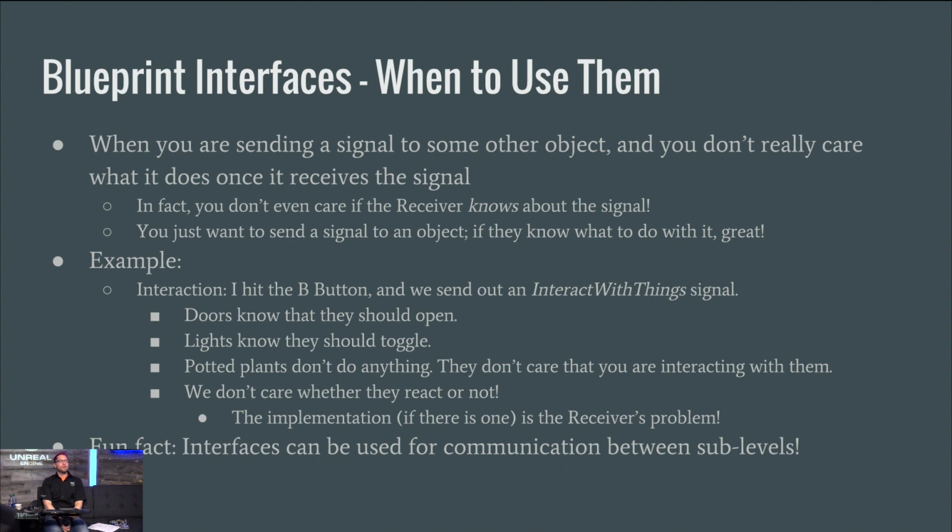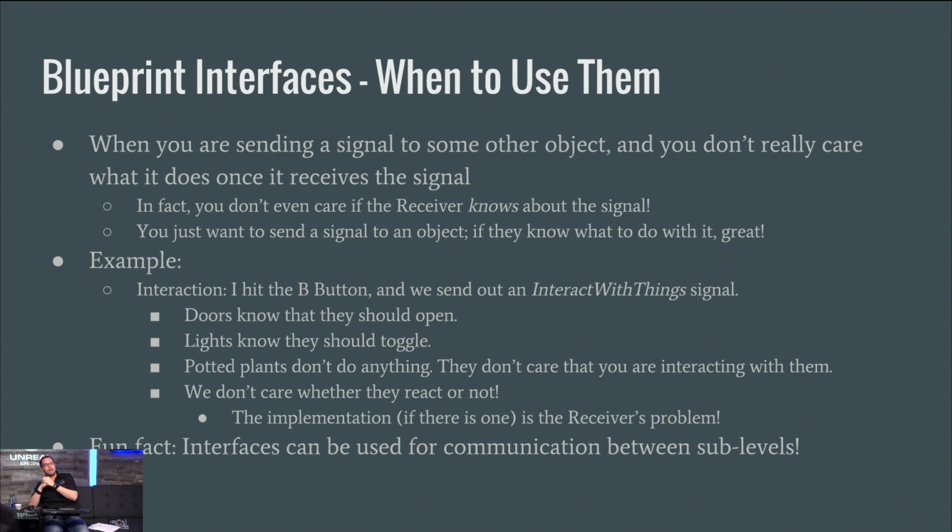Okay, when are you going to use Blueprint interfaces? When you are sending a signal to some other object and you don't really care what it does once it receives the signal. Or you don't even care if the receiver even knows about the signal. The receiver is almost completely unimportant to you right now. You're just going to send something out, and hopefully the thing at the far end knows what to do with it and responds in kind. If they don't, hey, no worries, then it's just an airball, it sails on past them, and everybody keeps right on playing. If you want to send a signal to an object and they do know what to do, they know to reach out and catch the ball and then try to run upfield, awesome, then it's just going to work.